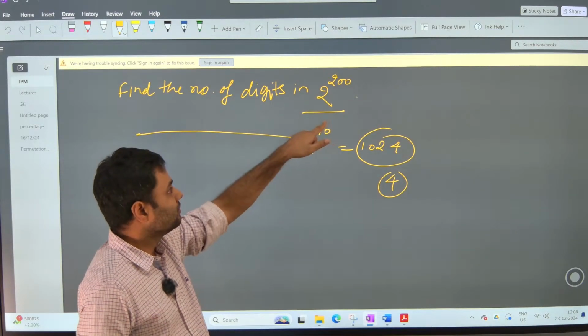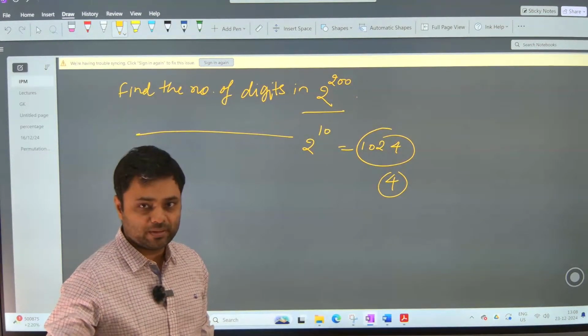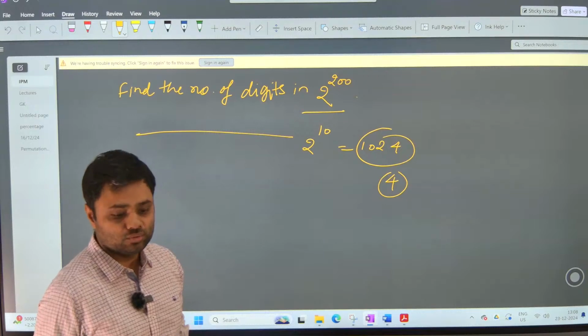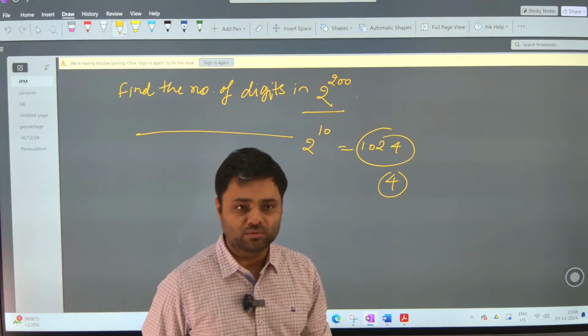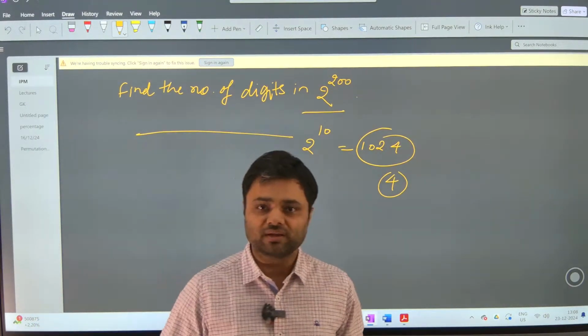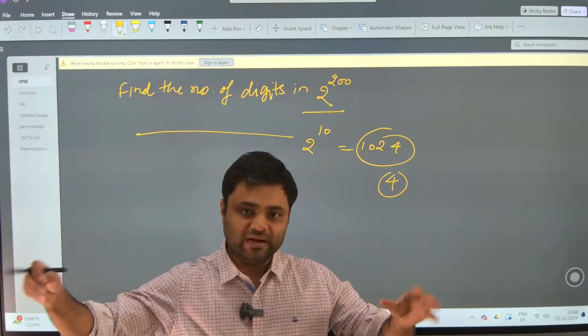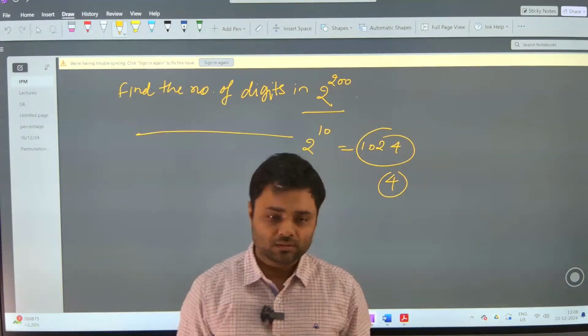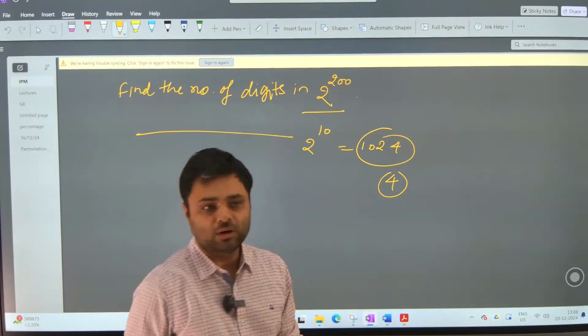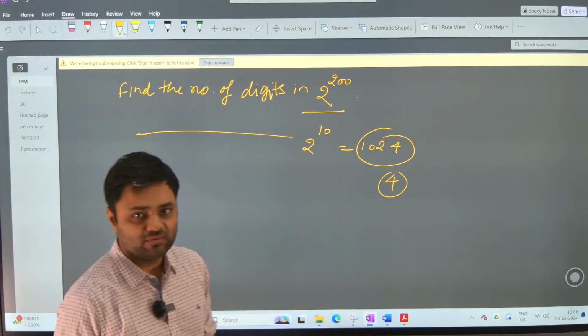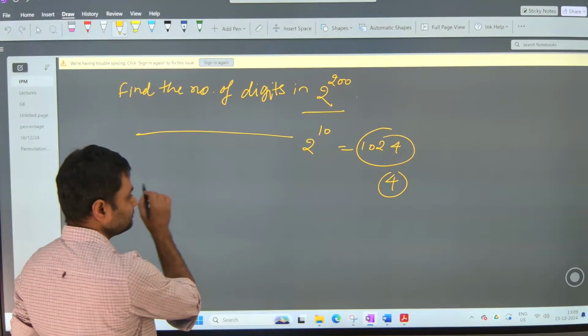But here, what will be the expansion of this huge power? We don't know that. So the question is, how do we get the number of digits in such numbers? Of course, we cannot get to the exact expansion and then count the number of digits. That is not possible. So how do we do that? For this, we take the help of log.